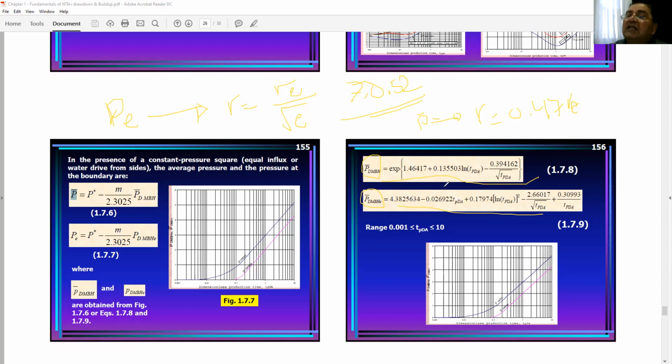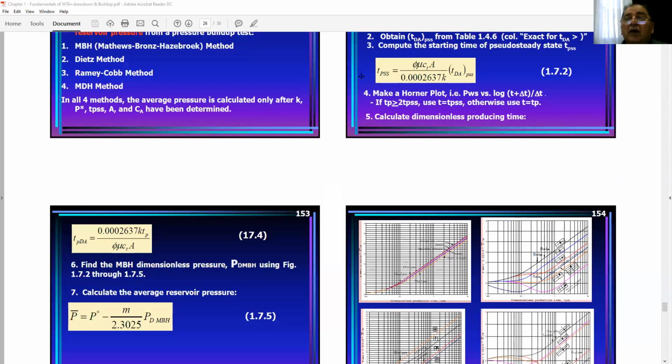Now, tDA_pss is dimensionless time. What you need to do is convert tDA for pseudo steady state to real time t_pss using what? Using the model. Here's the model. Which model? 172.